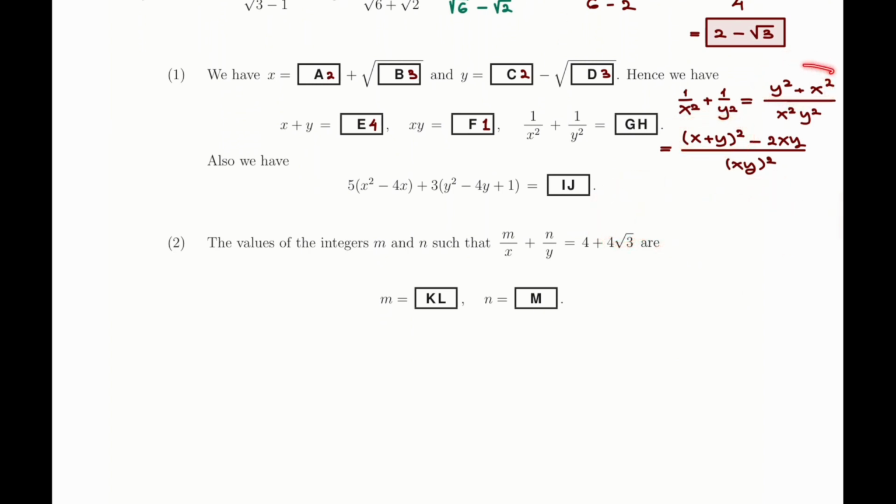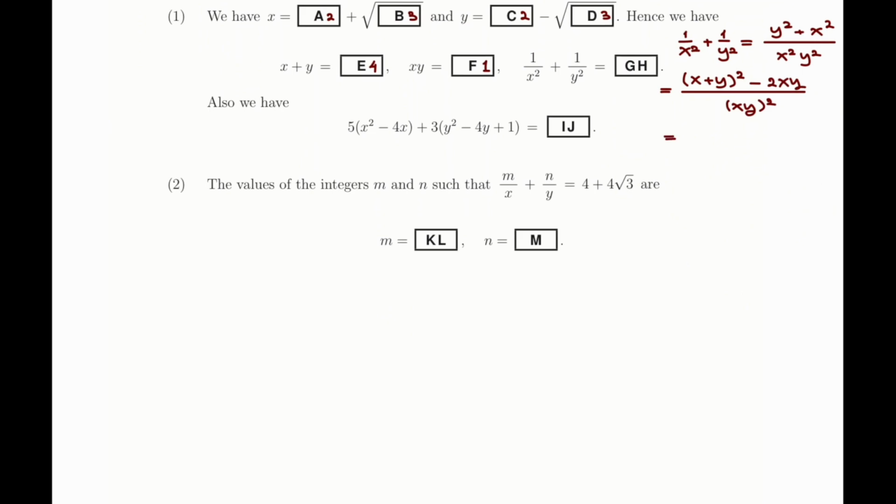So by writing this into this form, I can directly find 1 over x square plus 1 over y square. Since I already know x plus y is equal to 4, then 4 square minus 2xy, xy is equal to 1, that means 2 times 1 over 1 squared. 4 square is equal to 16, 16 minus 2 is equal to 14, 14 divided by 1, of course it is 14. So G and H here are 1 and 4.